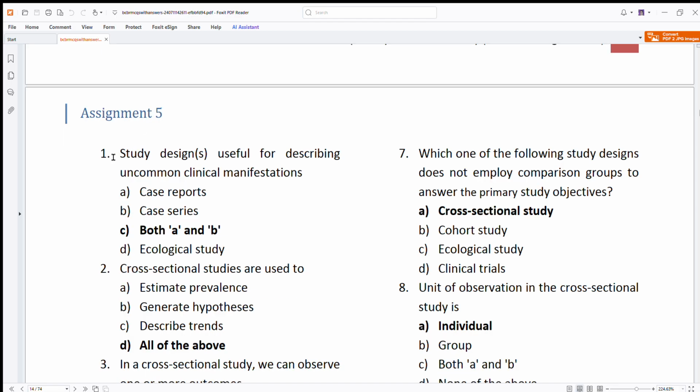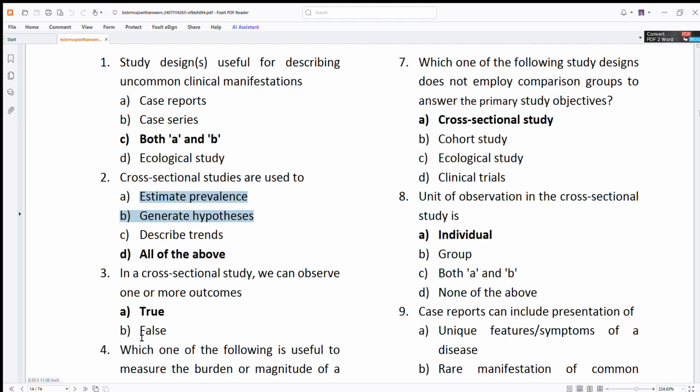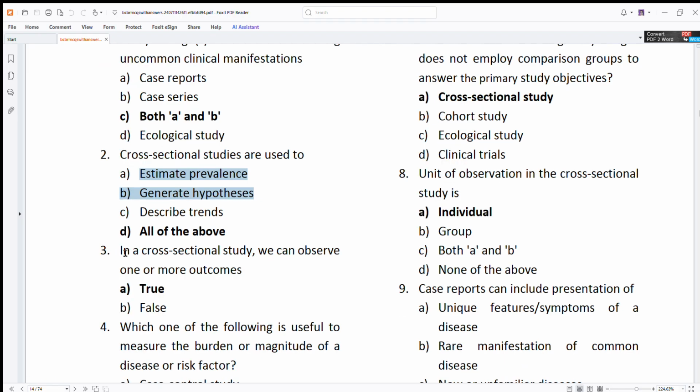First question, study design useful for describing uncommon clinical manifestations. Yes, both. Case reports and case series both are good study designs. Then cross-sectional studies are used to estimate prevalence. Yes, they are used. Generate hypothesis. Yes. Describe trends. Yes, all of the above. Correct. In a cross-sectional study, we can observe one or more outcomes. Yes, we can. That's true.